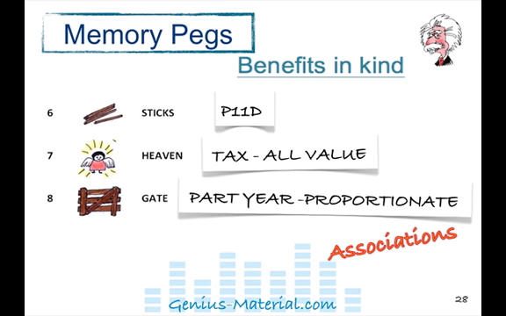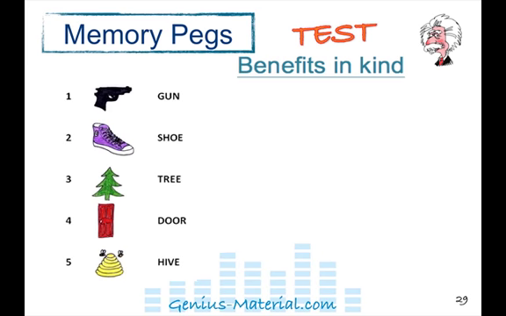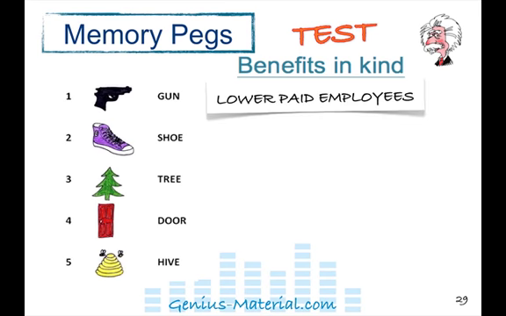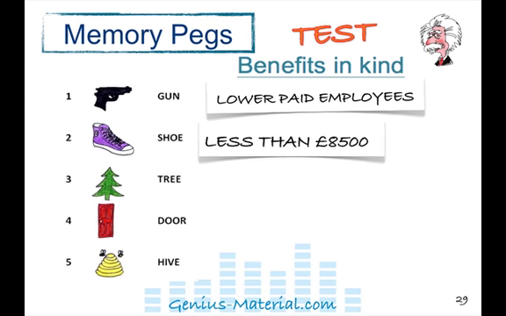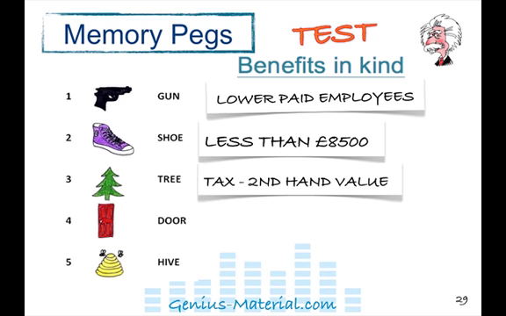So what we've done here is we've taken the keywords that we're intending to learn about benefits in kind and we've attached them to the memory pegs which we already know like the back of our hand, don't we? Okay, I'm going to test you now. So what about benefits in kind are attached to gun? Yes, lower paid employees, that's right. So what about 2 shoe? Yep, it was the price, wasn't it? Less than £8,500, that's the lower paid employees. Tree, what sort of tree was it? Second-hand Christmas tree. And they're taxed at second-hand value.